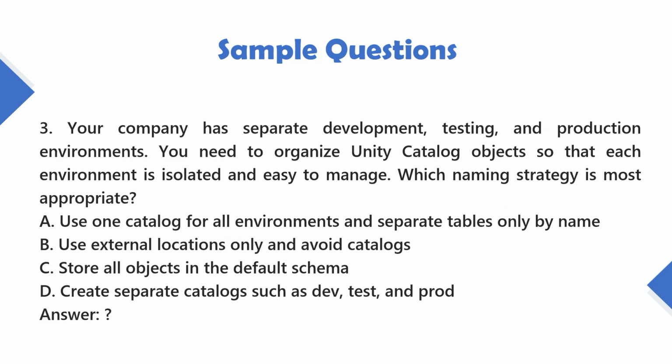3. Your company has separate development, testing, and production environments. You need to organize Unity catalog objects so that each environment is isolated and easy to manage. Which naming strategy is most appropriate? A. Use one catalog for all environments and separate tables only by name. B. Use external locations only and avoid catalogs. C. Store all objects in the default schema. D. Create separate catalogs such as dev, test, and prod.